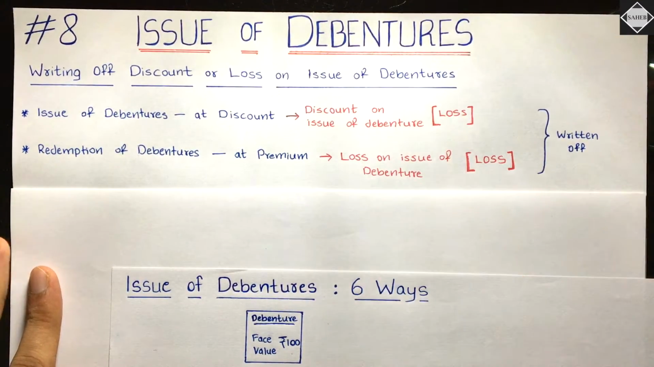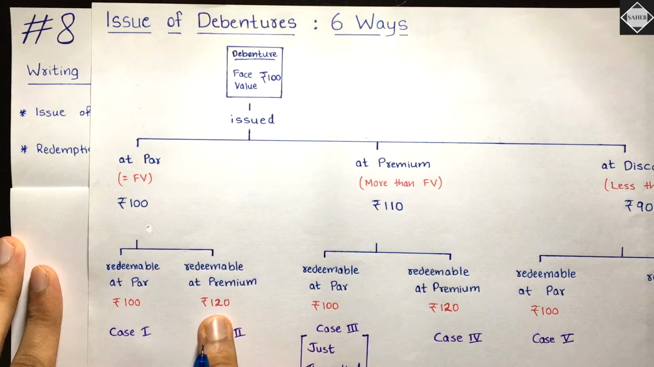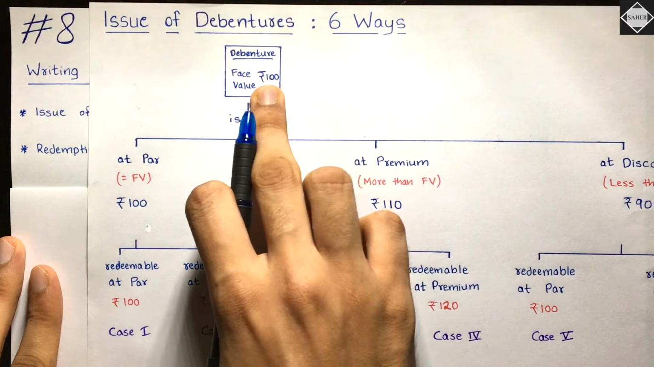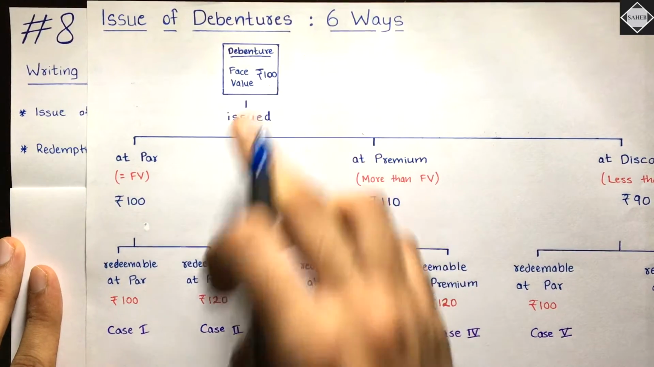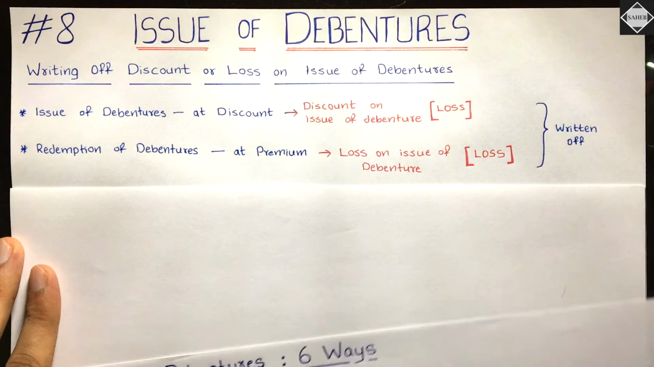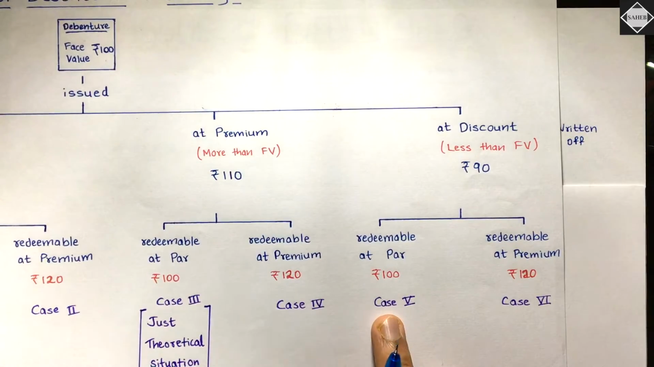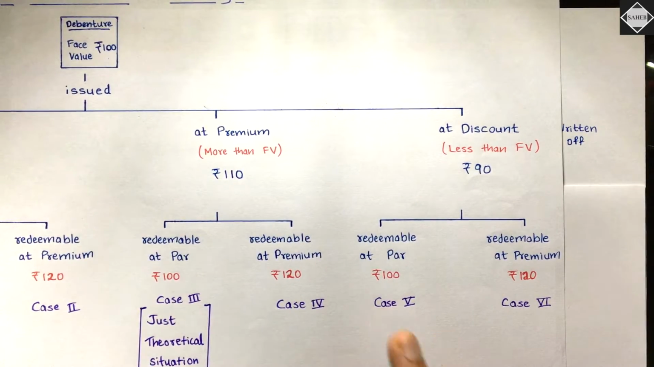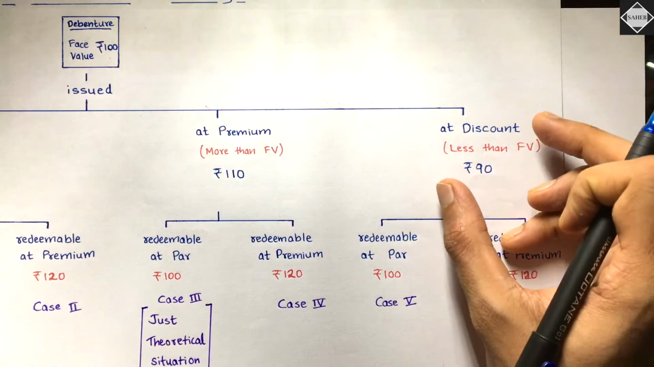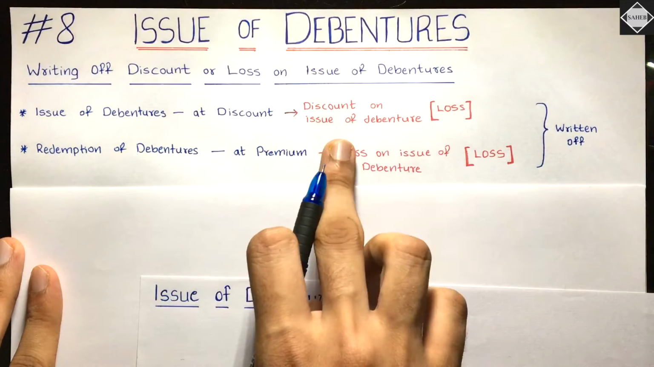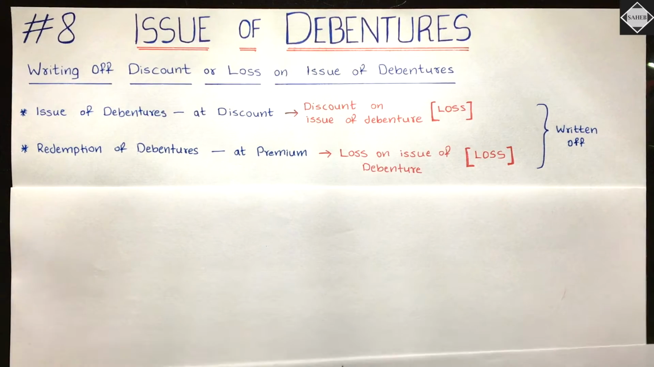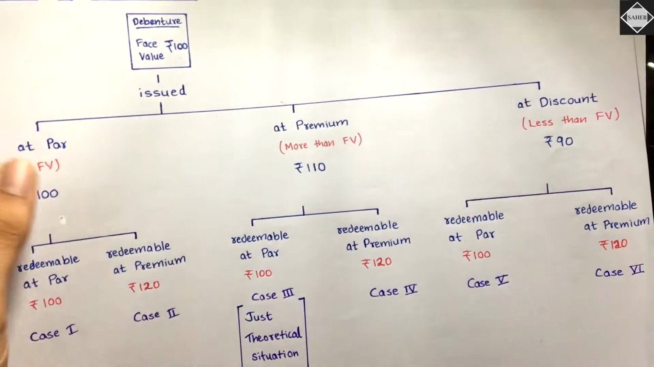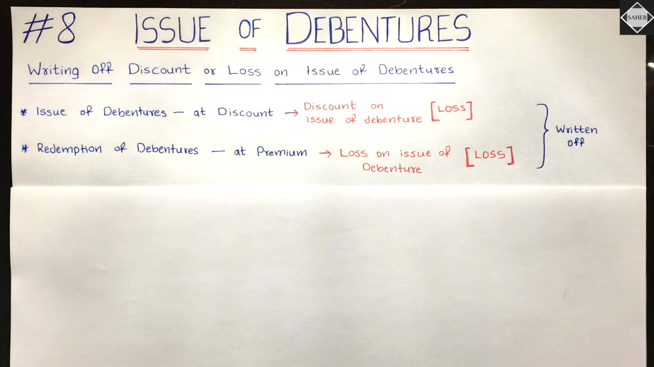And always remember, we compare this extra value with the face value, not with the issue price. These are issue prices. We compare it with the face value. All right, understood. And then in case 5 also, you will have a discount, since you are issuing at a discount. So because of this, there will be discount on issue of debenture. Is that clear? These are the cases when you will have either discount on issue of debenture or loss on issue of debenture.